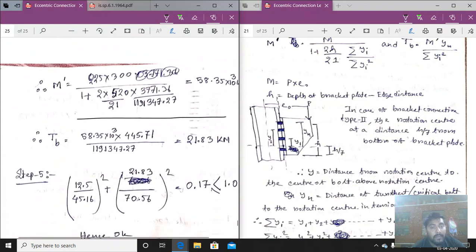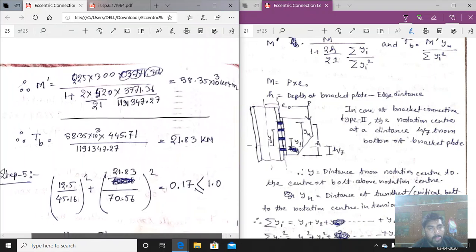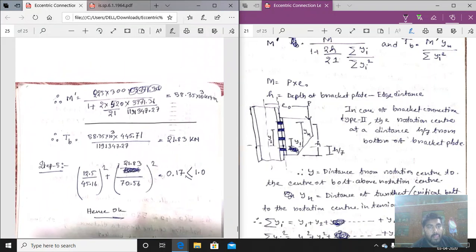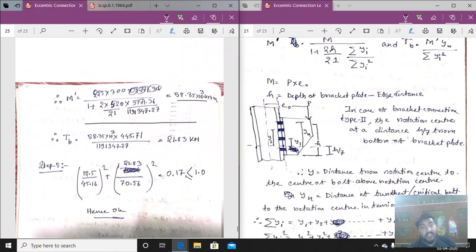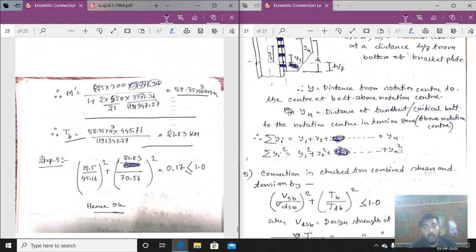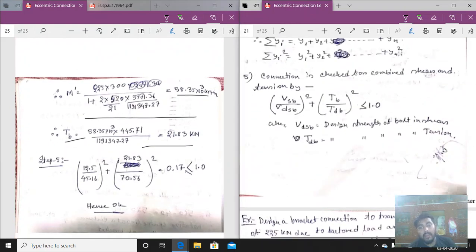we are getting Tm dash equal to 58.35 into 10 to the power 6, 58.83 kilonewton meter. Putting the value of TDB, we are getting 21.83. Putting all the values from the last step, step number 5, of BDSB, TDB and TSB, the strength of the bolt in shear and the strength of the bolt in tension that we have calculated, we are getting 0.17, which is less than 1.0, hence okay.